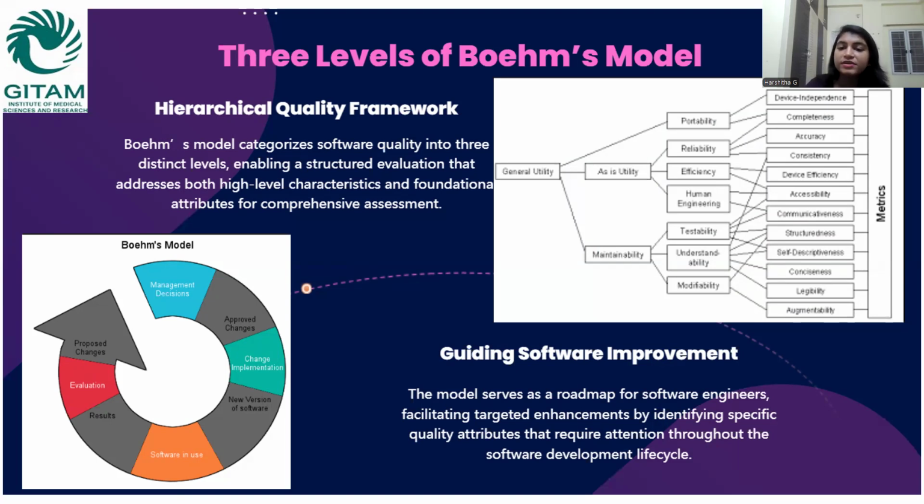Then we have intermediate constructs or mid-level constructs, which are these set. So first we have portability. It tells the ease of adapting software to different environments. Reliability, the software's ability to function without failure. Efficiency, the amount of resources required for execution. Usability, the effort required to learn, operate, and understand the software. Testability, how easy is it to verify software correctness. Understandability, how well a user can grasp the system's logic and purpose. Modifiability, the effort needed to modify the software for improvement.